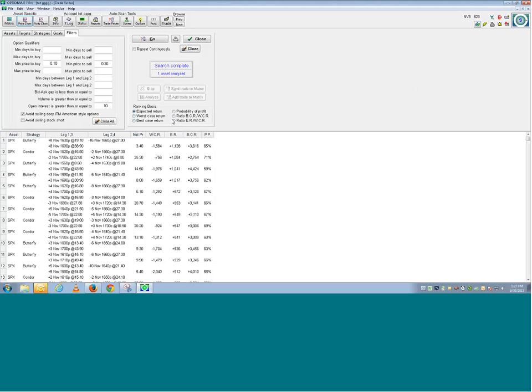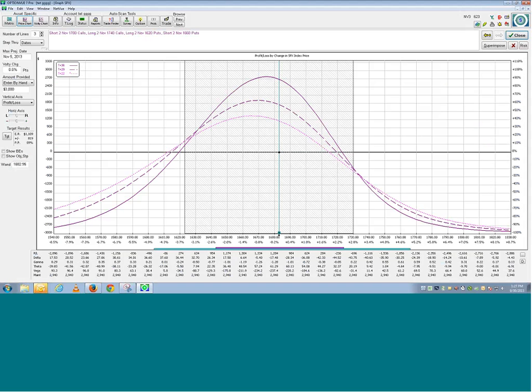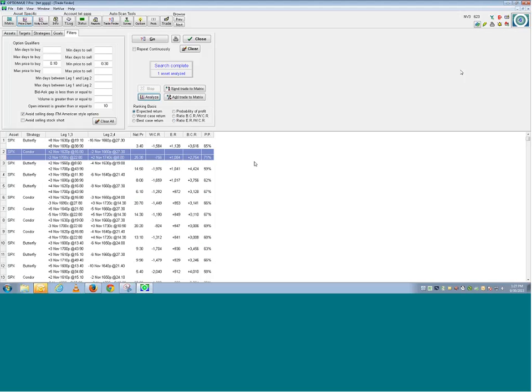One thing to do would be to rank them by expected return and then find a probability of profit that is above your particular threshold. Okay, maybe 71. Let's analyze that. And that looks a bit more balanced. Okay, that one looks a bit more balanced.